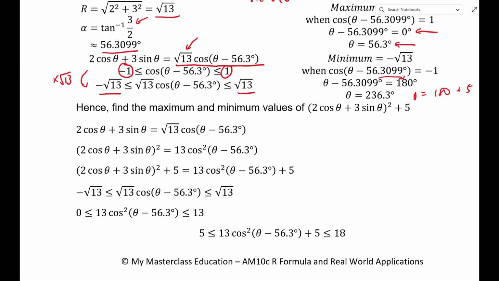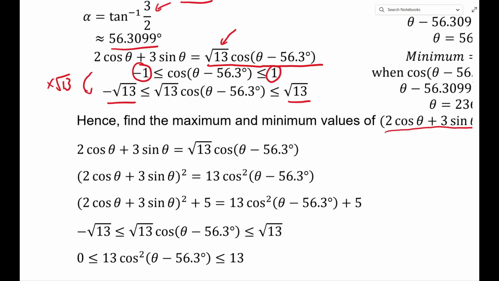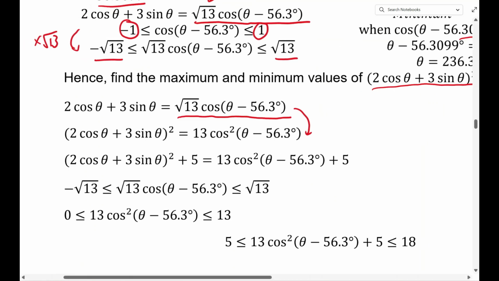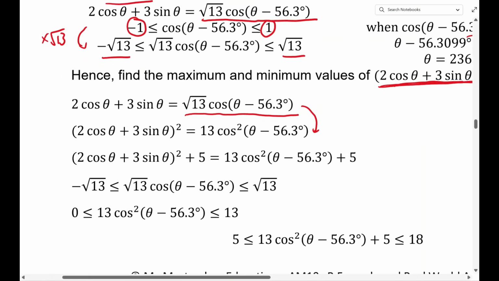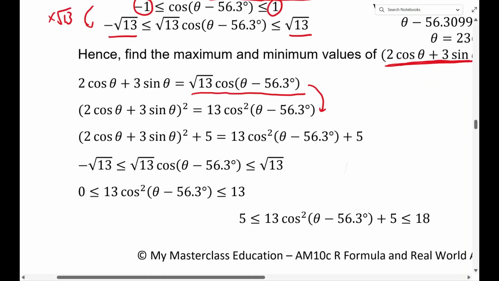Hence, find the maximum and minimum values of this new equation. Since it's a hence question, we need to use the answer from the previous part. So we can utilize how we've already presented it in the R formula from part 1. Now we will square both sides to form what we want in the equation, which will result in 13 cosine squared theta minus 56.3. And then we'll add 5 on both sides.